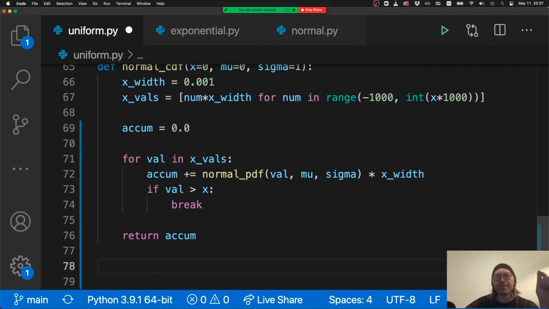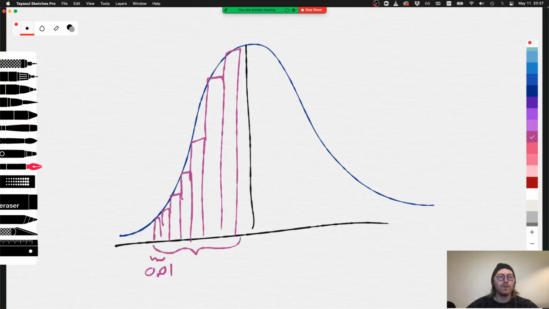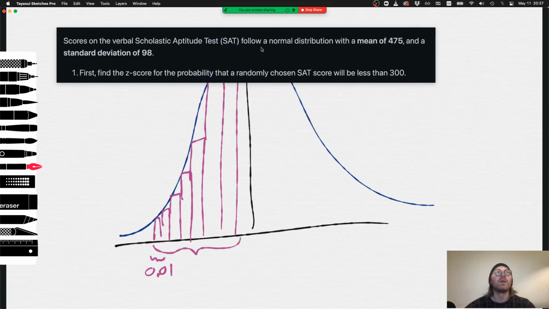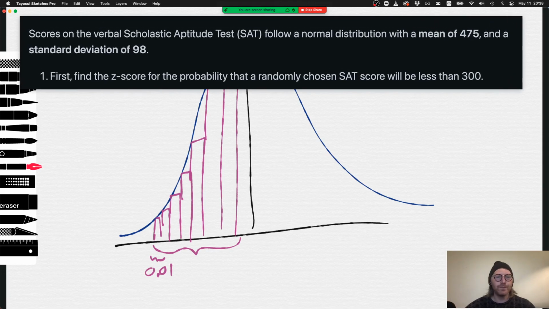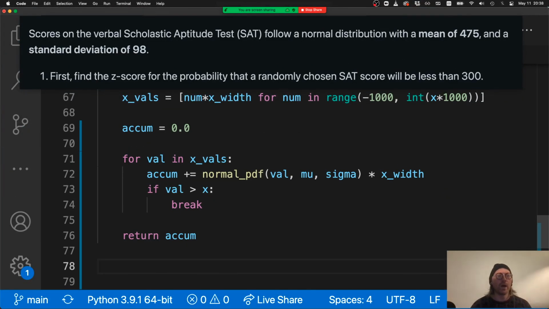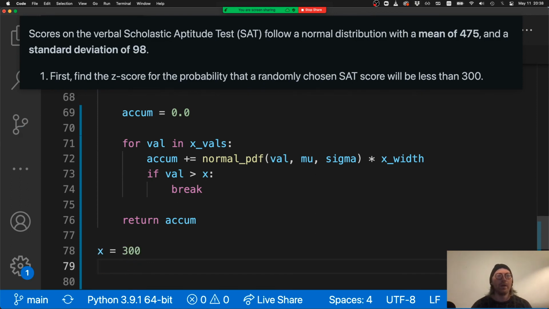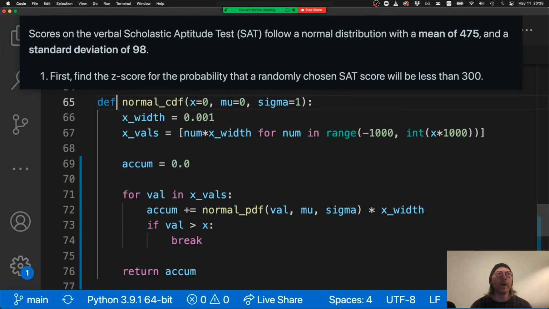So let's try to answer that same question that we just looked at, where, let me just grab this. Find the z-score for the probability that a randomly chosen SAT score will be less than 300. And let's go from there. All right, so x is going to be 300. And mu is going to be 475. That's our mean. And sigma is going to be 98. That's our standard deviation. So I'll go ahead and plug these in, and let's see what we get.